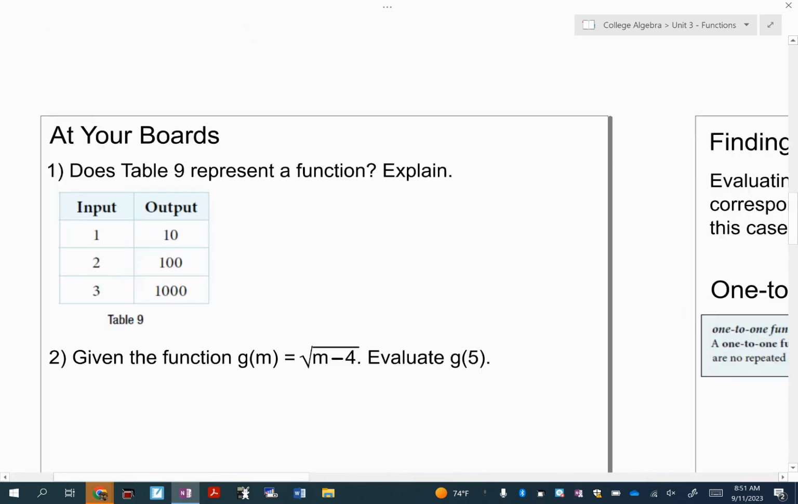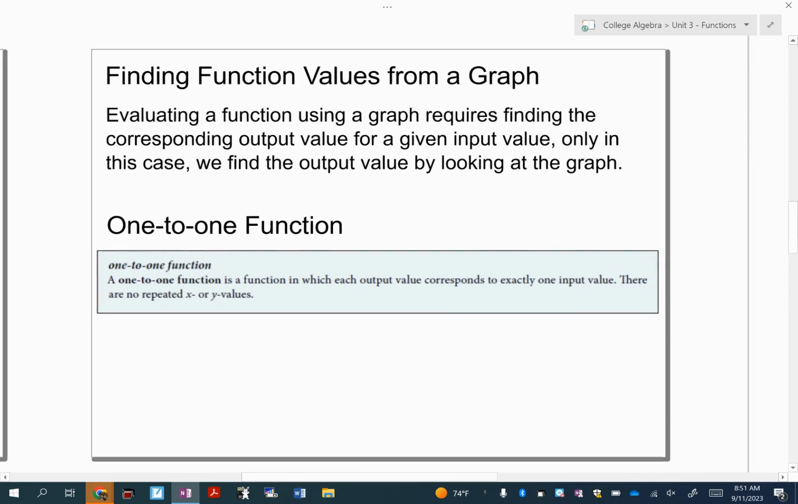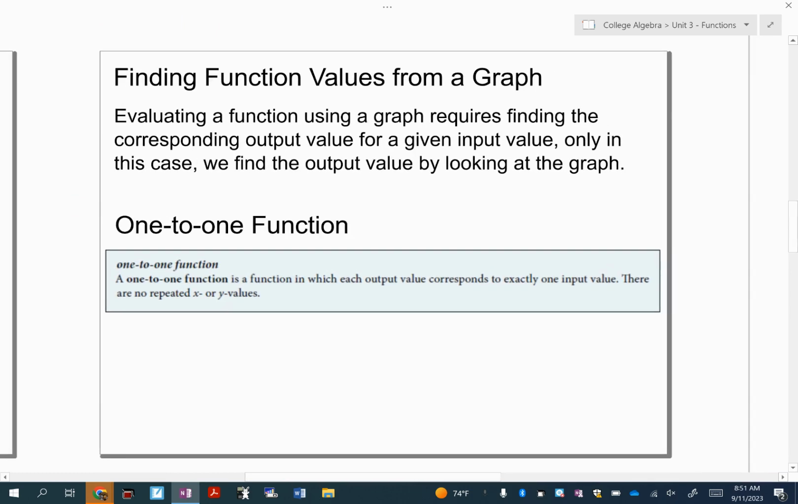Okay. Let's do finding some values from a graph. Now, one little note here after we do that is we're going to look at what would make a function one-to-one. The way I kind of viewed it when I was in high school was, well, okay, when you're given values, whether it's the equation, whether it's a table, whether it's a graph, you can always say it's a relation. You're never wrong to say it's a relation.